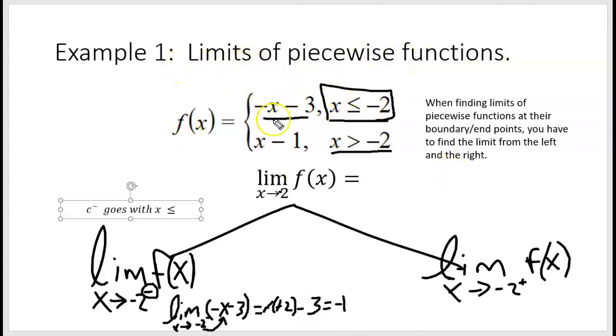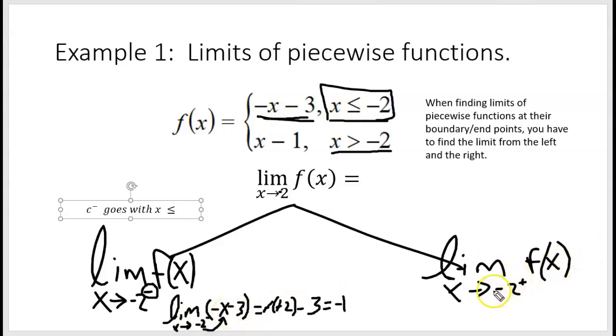When finding the limit of a piecewise function at its boundary point, we have to find the left-handed limit and the right-handed limit. Now for the left-handed limit, we're going to use the piece for where x is less than or equal to negative 2. So we're going to do direct substitution with this part of the equation. So I'm going to plug the negative 2 into the top half.